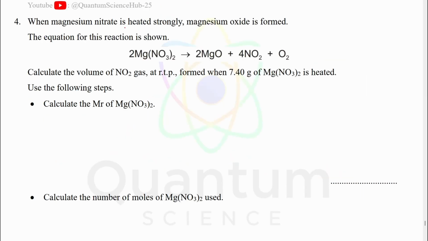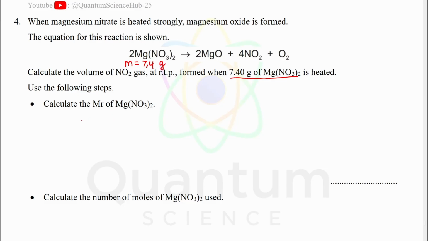When magnesium nitrate is heated strongly, magnesium oxide is formed. The equation for this reaction is shown. Calculate the volume of NO2 gas at RTP formed when 7.4 g of magnesium nitrate is heated, using the following steps. Okay, so first of all, we know the mass of magnesium nitrate is 7.4. So where is magnesium nitrate? In here, right? So mass equals 7.4 gram.